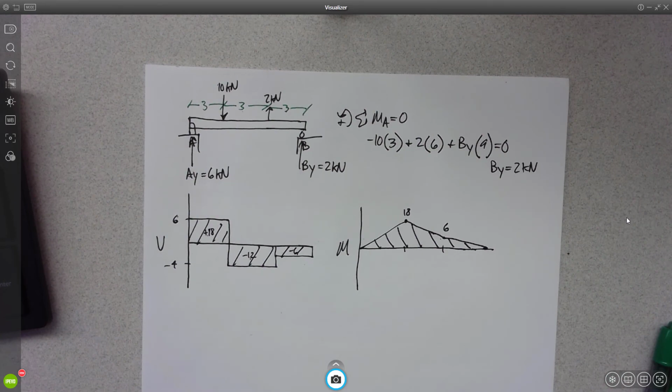In real life, is there like a program for this? Oh, so the question is, in real life, is there a program for this? Heck yeah. Absolutely. Yep.